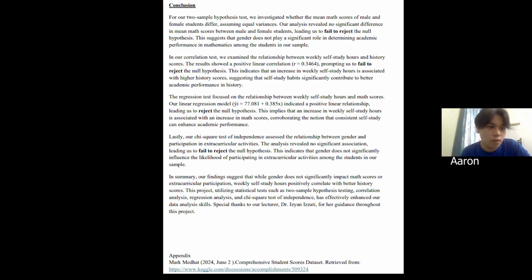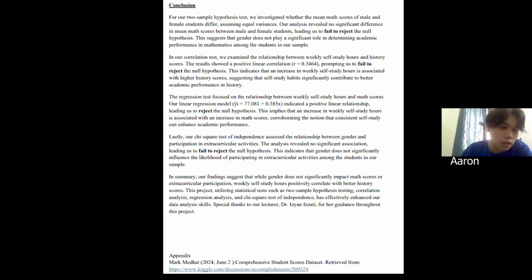Okay, conclusion for our two-sample hypothesis test. We investigated whether the mean math score of male and female students differ, assuming equal variances. Our analysis revealed no significant difference in mean math score between male and female students, leading us to fail to reject the null hypothesis. This suggests that gender does not play a significant role in determining academic performance in mathematics among the students in our sample.